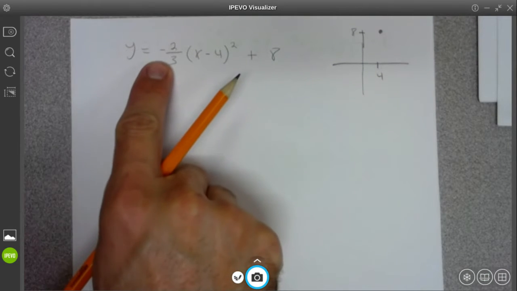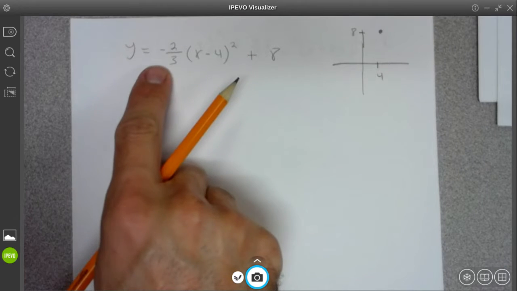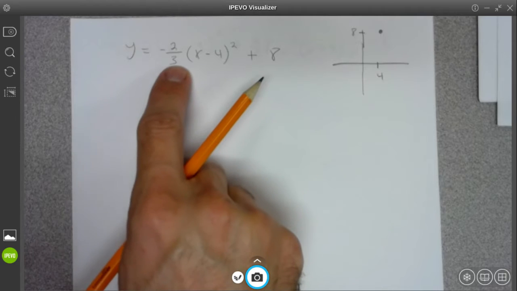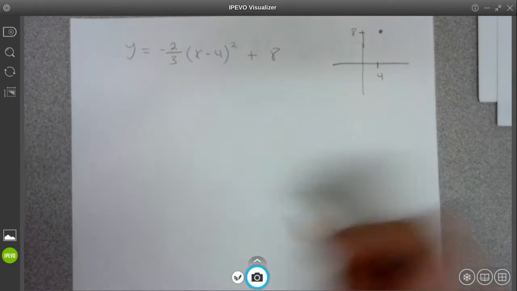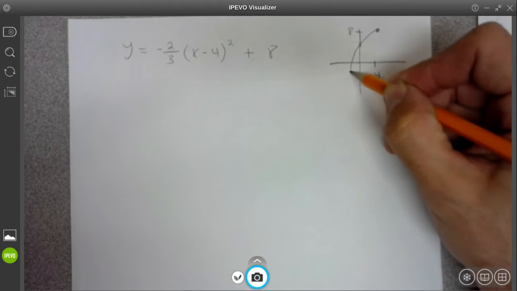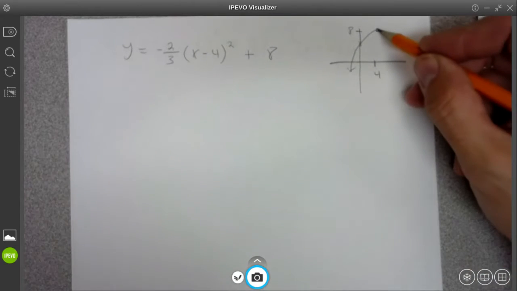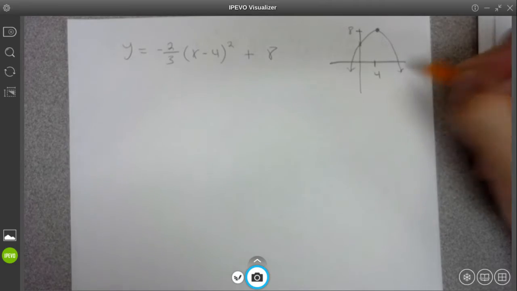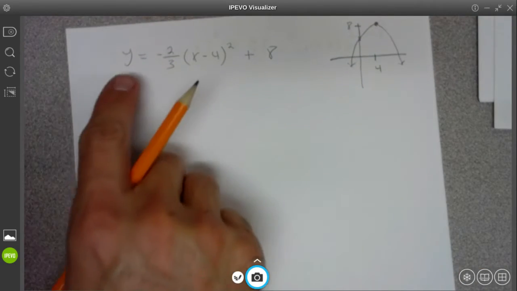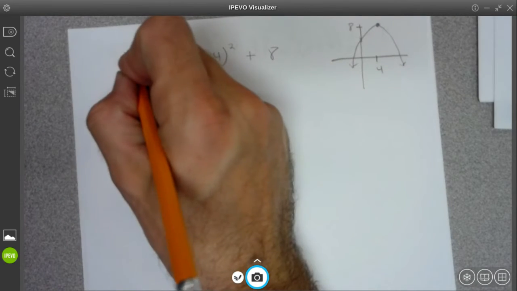This is negative out front, the A term, so it's going to open downwards, and it's a 2/3. Because this is in between 0 and 1, it's going to open kind of flat-like. So it's going to open down, hopefully like that. I'm not sure. I might be drawing it wrong. And it's going to be flatter than usual. Okay. To find the x-intercept, we'll plug in 0 for y.